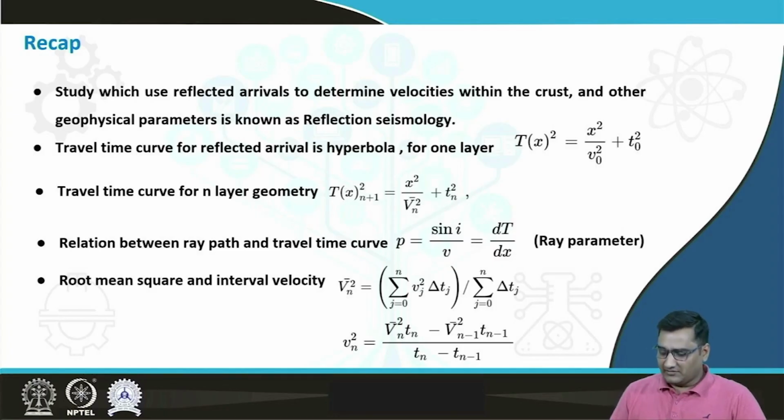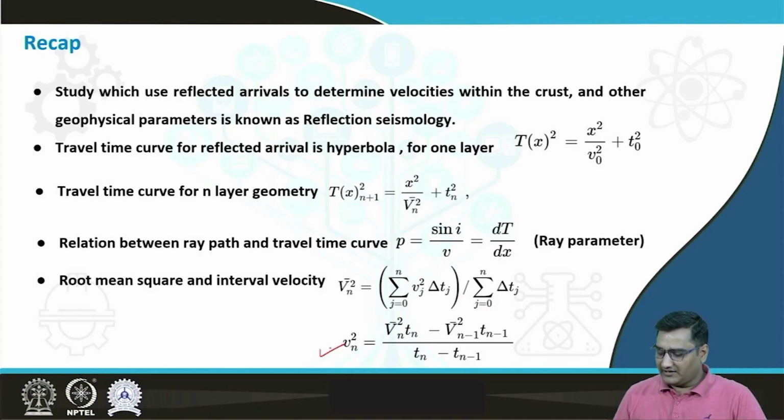The root mean square velocity can be written for V n bar, and V n bar squared is equal to the summation over j equal to 0 to n of V j squared, that is the velocity of the individual jth layer, multiplied by delta T j, that is the travel time in the jth layer, divided by the summation over j equal to 0 to n of delta T j.